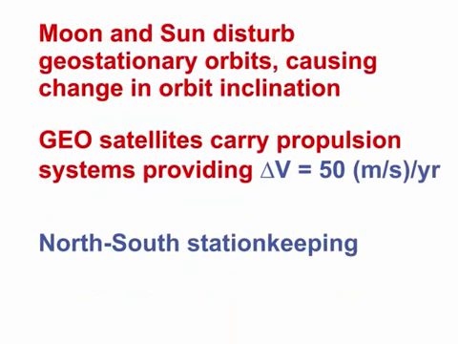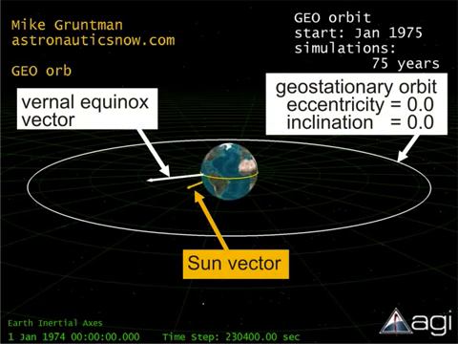Gravitational forces of the Moon and the Sun disturb the geostationary orbit, causing change in its inclination, also known as the north-south drift. To counteract this natural effect, geostationary satellites carry propulsion systems providing velocity increments, or delta V's, of about 50 meters per second per year in orbit. This satellite function is also referred to as north-south station keeping. This video illustrates effects of gravitational forces of the Moon and the Sun on a geostationary satellite.